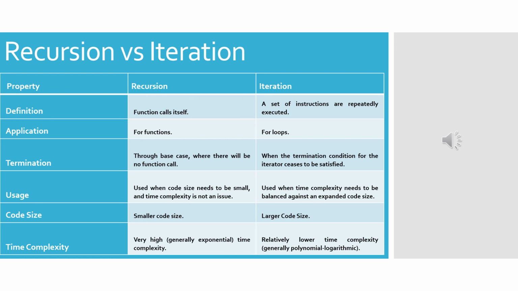Usage: recursion is used when code size needs to be small and time complexity is not an issue. Iteration is used when time complexity needs to be balanced against an expanded code size. Next is code size. Recursion, smaller code size. Iteration, larger code size. Time complexity: recursion, very high, generally exponential time complexity. Iteration, relatively lower time complexity, generally polynomial or logarithmic.